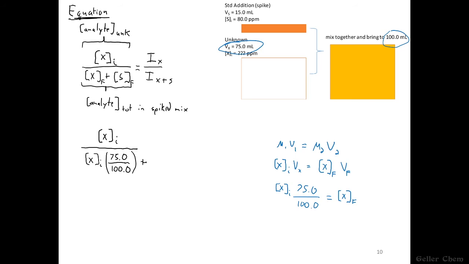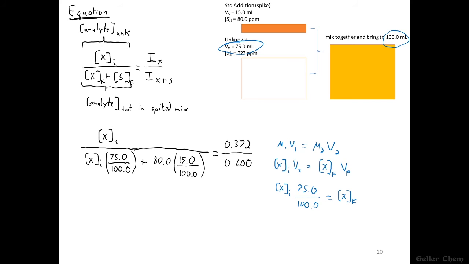And then I'm going to use the same logic to deal with that SF term. I'm going to take that initial concentration of standard, and this time I do know the number because it's a standard, right? 80.0 multiplied by its initial volume, 15.0, divided by the final volume of the mixture, 100.0. And that is the left side of our equation. Now the right side is much easier to set up. The intensity of the unknown by itself, it's not on this slide, but we can grab it from the previous word problem. It was 0.372. And the intensity of the signal when we measured the final mixture was 0.600.